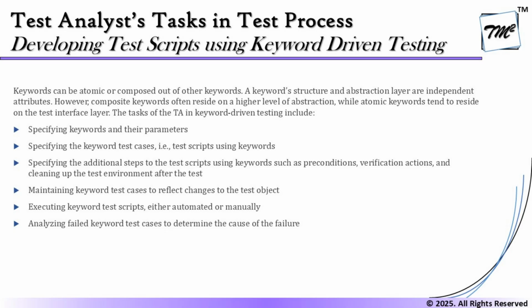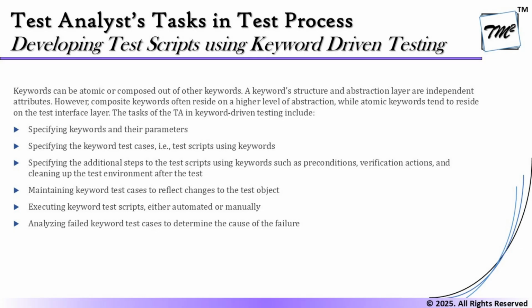Also, to talk about here, the next part to continue on this is to discuss about what the keywords are all about, right? What's the task of the keyword-driven testing when it comes to the test analyst? So keywords can be atomic or composed out of other keywords as well. A keyword structure and the abstraction layer are independent of attributes. However, composite keywords often reside on a higher level of abstraction, while atomic keywords tend to reside on the test interface layer.